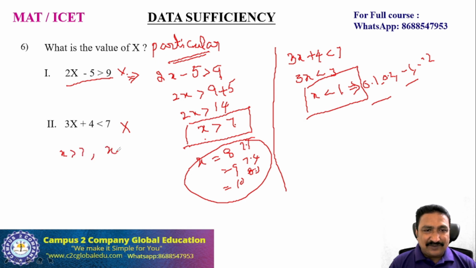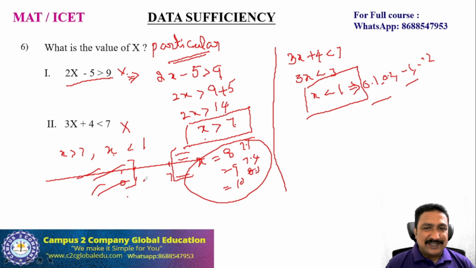According to the second statement, x less than 1. If you combine them on the number line, this is 0. x greater than 7 means these values, and x less than 1 means these values. So while combining also, there are no common values. That's why we cannot say the exact value of x. So the answer is D for this question.